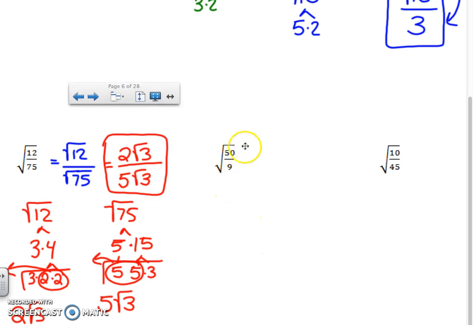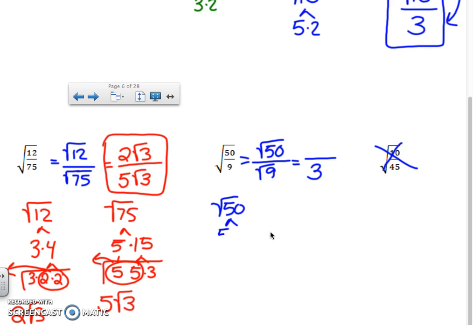Let's try this one in the middle. And for time's sake, we are going to skip this problem here. So again, this breaks down into square root of 50 over square root of 9. And I know square root of 9 is 3, so that was a perfect square. So I only need to break down my top, my numerator.